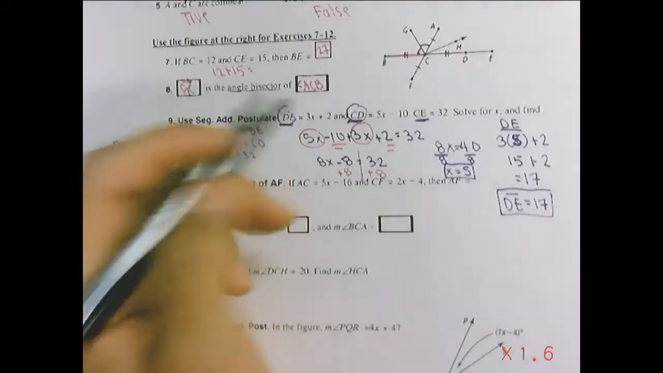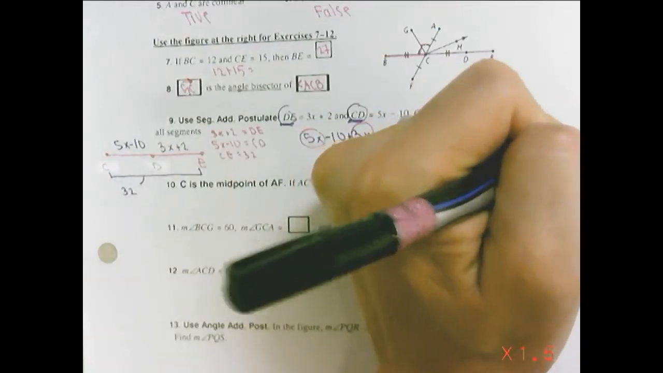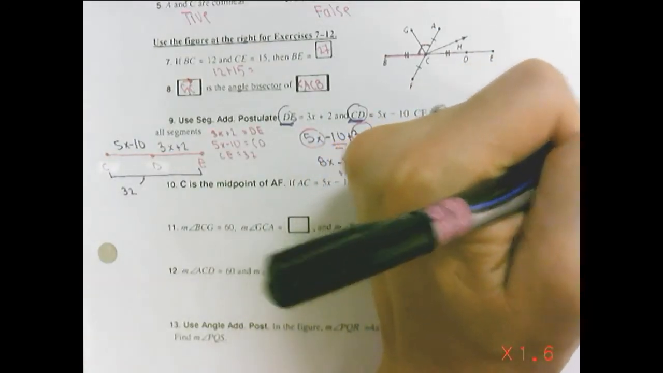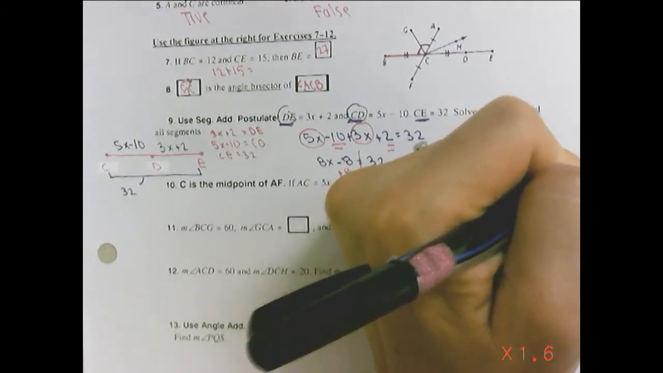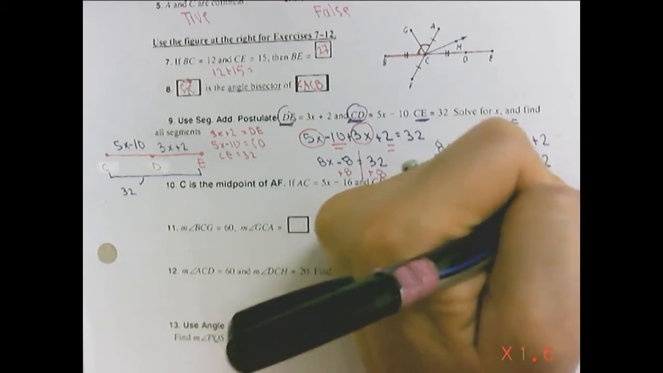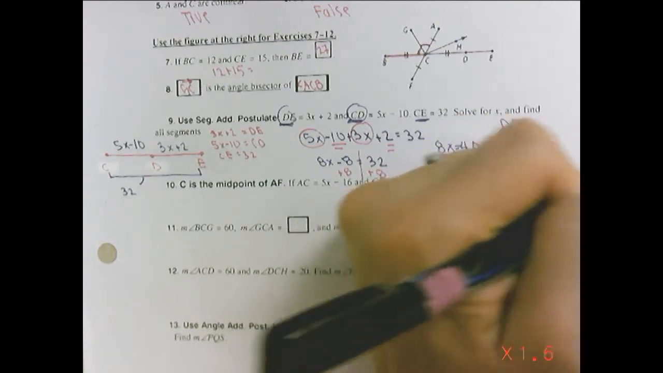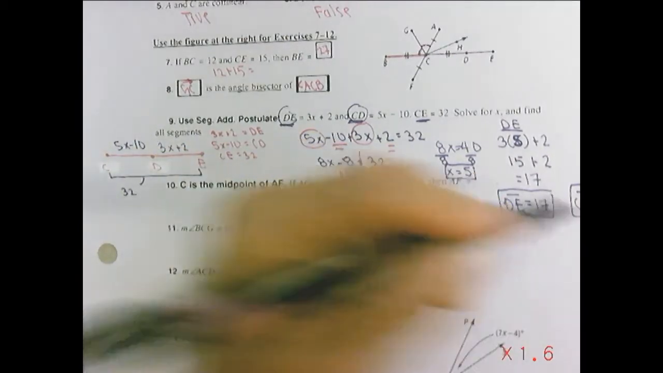And then we're going to do CD. All right, well, it's going to be 5 times our x, which is 5, and then minus 10. Well, 5 times 5 is 25, minus 10, CD equals 15. We have our x, we have our DE, and we have our CD.